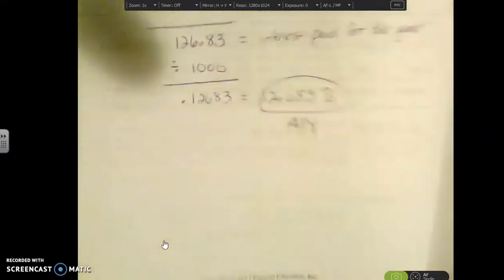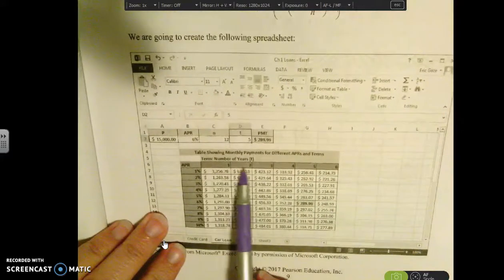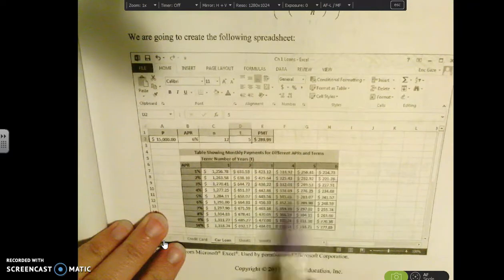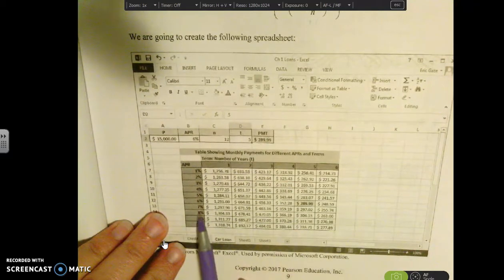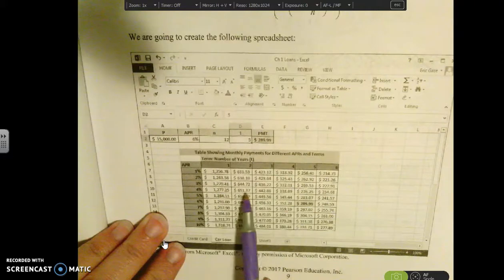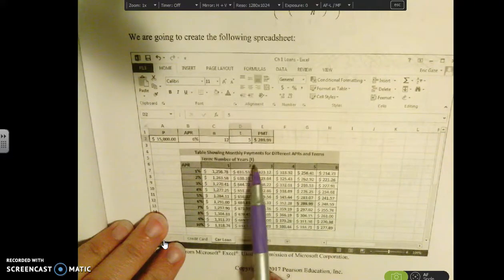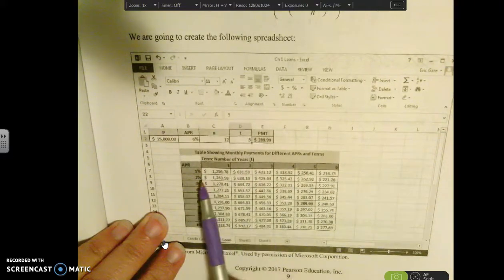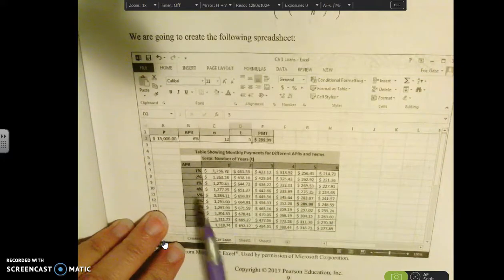So again, let's flip back to that chart real quick. When you look at the chart, you'll notice what's highlighted. The years across the top are changing, and the annual percentage rates are changing. So in each of those formulas, the value of the years, which is T, and the value of the annual percentage rate are changing.